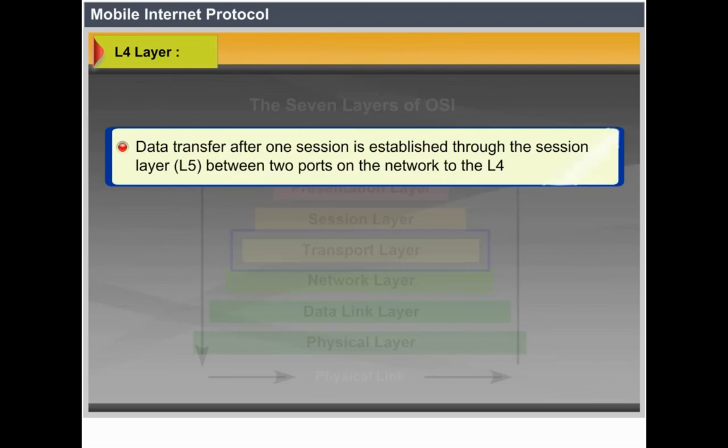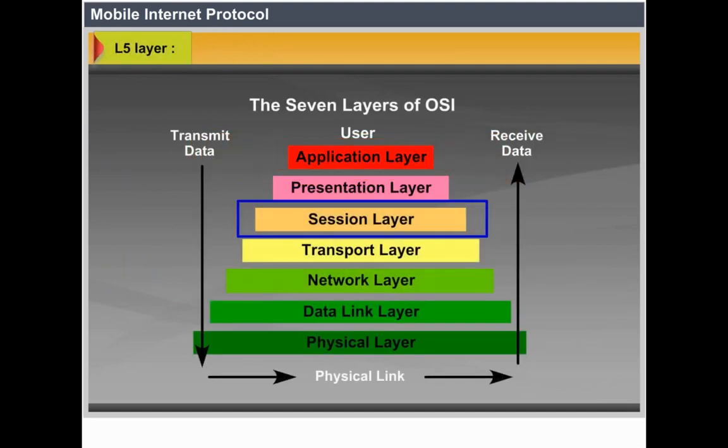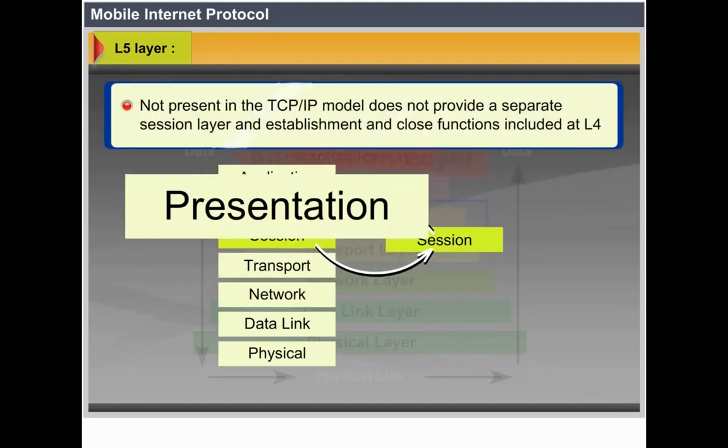L4 layer, data transfer after a session is established through the session layer L5 between two ports on the networks to the L4. The protocol header fields of this layer define the sequences and other required fields for data transfer to and from a port in a network. L5 layer defines how various sessions are established, for example, a call setup session. Not present in the TCP/IP model, which does not provide for a separate session layer; establishment and close functions are included at L4.